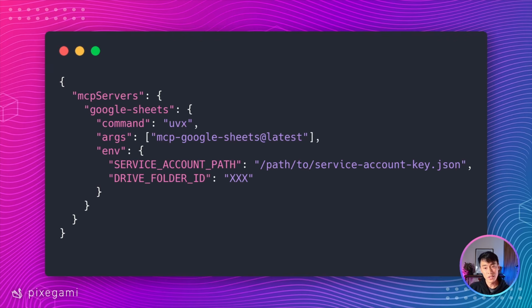For the Google Sheets folder, the setup is also very familiar. But what's cool is that we can just use UVX to run this package for us directly without having to download or install it first beforehand. It's just really simple. And again, we'll need some environment variables here as well. So replace these with the path to your service account JSON and the ID of the drive folder that you created earlier.